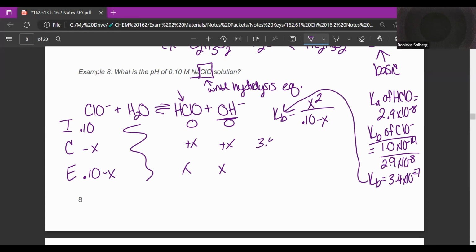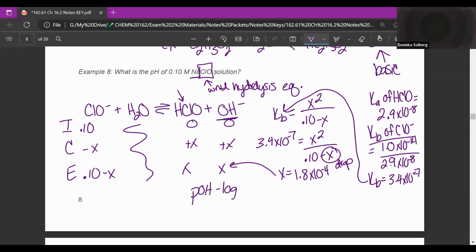So I would do 3.4 times 10 to the negative 7 equals x squared over 0.10 minus x. Yes, you can drop that minus x. That's going to make your life a lot easier. Drop this, and you get that x is 1.8 times 10 to the negative 4th. How does that help me? I'm trying to find pH. So right here, I can find pOH. pOH is the negative log of that number, which is 3.73. So pH after I subtract from 14 is 10.27.